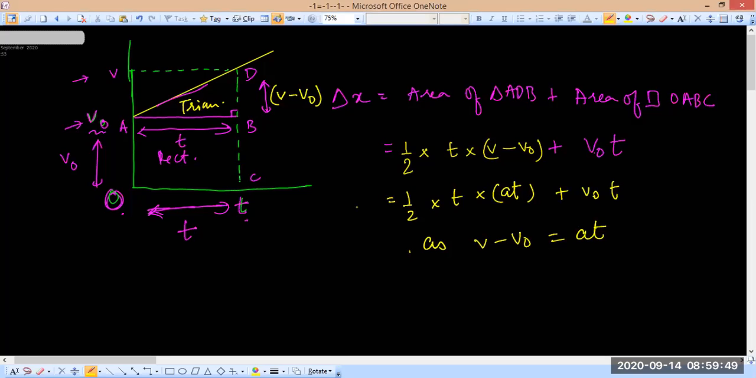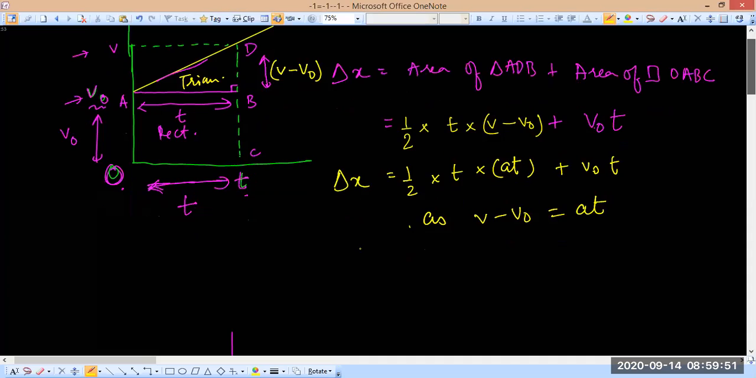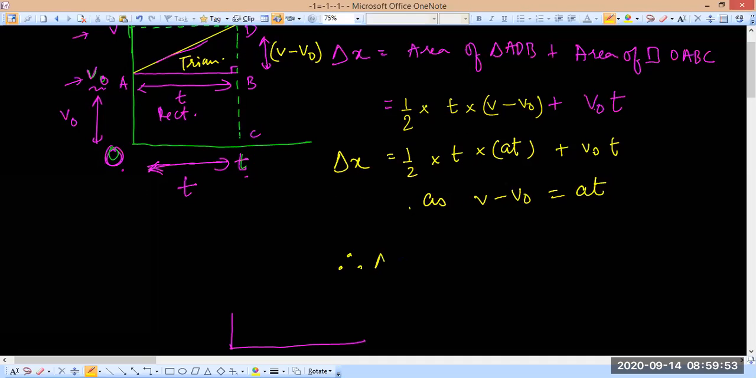So now we go to next step. Therefore, delta x is equal to V0t plus 1 by 2 a t into t square, right? So that's the second formula.